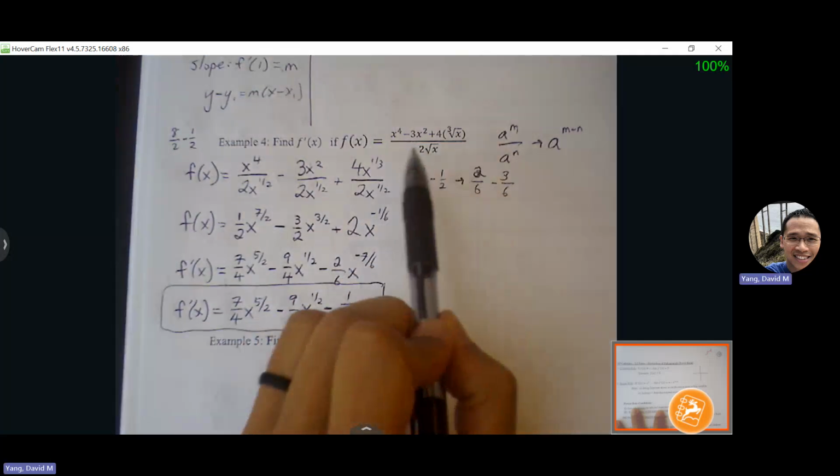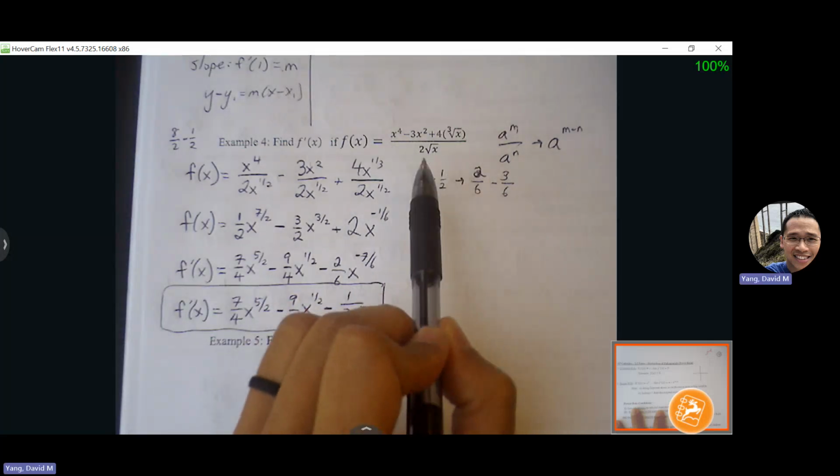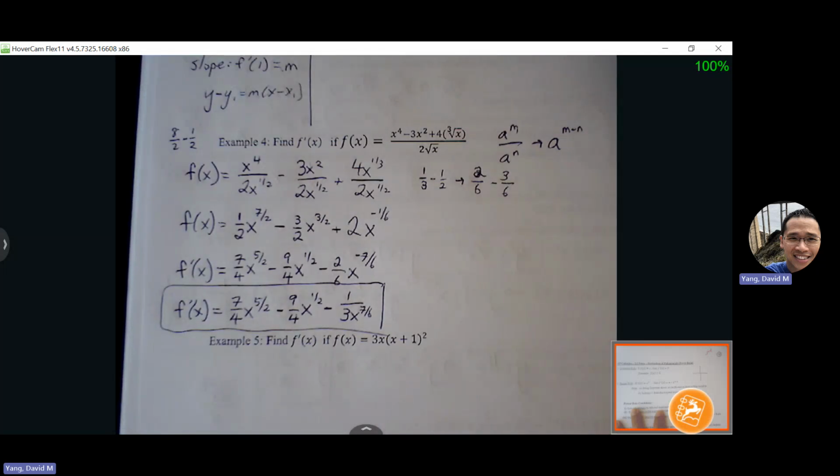This is the type of problem that is the most step intensive in terms of problems involving power rule. This is as messy as power rule can get when you have to deal with these individual fractions, and then you got to deal with common denominators with the fractions. Any questions?